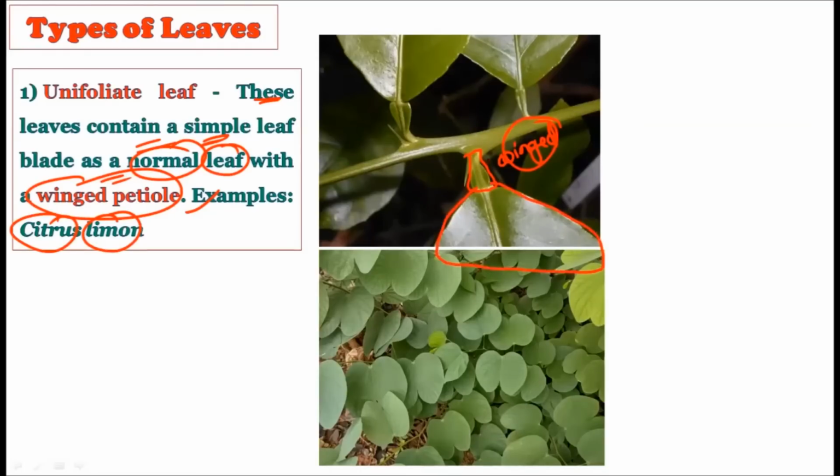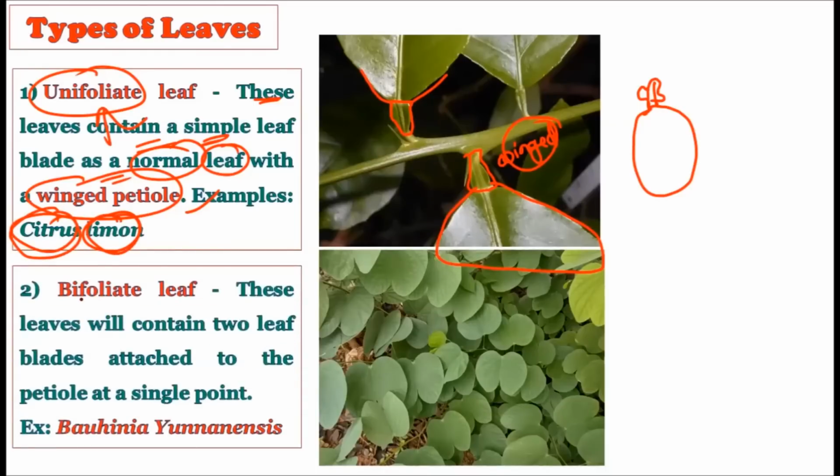Okay, so this type of leaf is called the unifoliate leaf because there is a single petiole, and the single petiole is holding this particular simple kind of leaf. But this petiole is not simple; it's a winged petiole. Observe here, you can see the winged petiole is there, and out of this winged petiole there is a formation of a unifoliate leaf. For this, we have the example of citrus lemon.